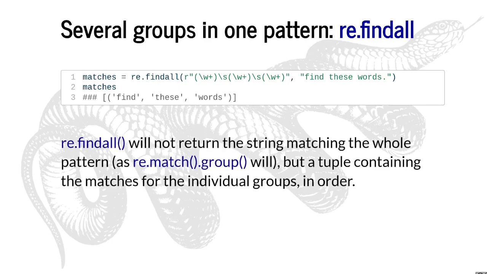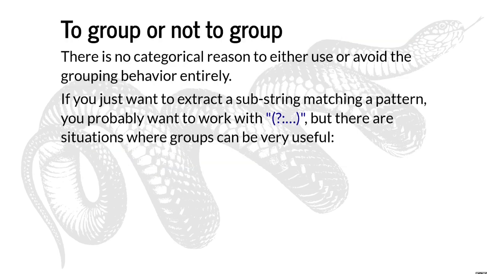All right. I think I've covered this. I'll read it out once again. re.findall will not return the string matching the whole pattern, as re.match group would, but a tuple containing the matches for the individual groups in the order that they appear in the regex, always in that order, which is important, because that allows you to deal with this in a structured way when you look, for example, at a linguistic variable.